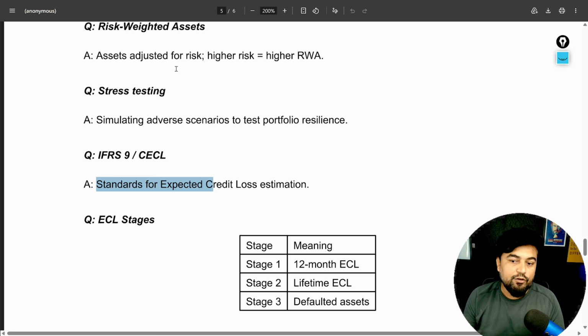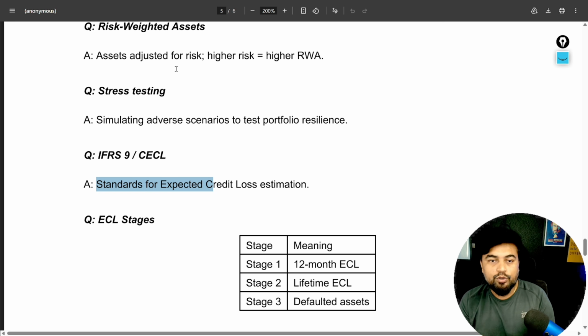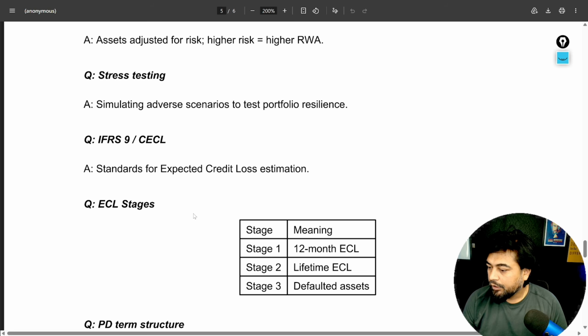IFRS 9 is a whole set of rules. IFRS 9 is a model. ECL is a test. ECL is a subset of IFRS 9. Just remember that. Don't ever say that IFRS 9 and ECL are equal standards for modeling. It's not. Now, what are the ECL stages?